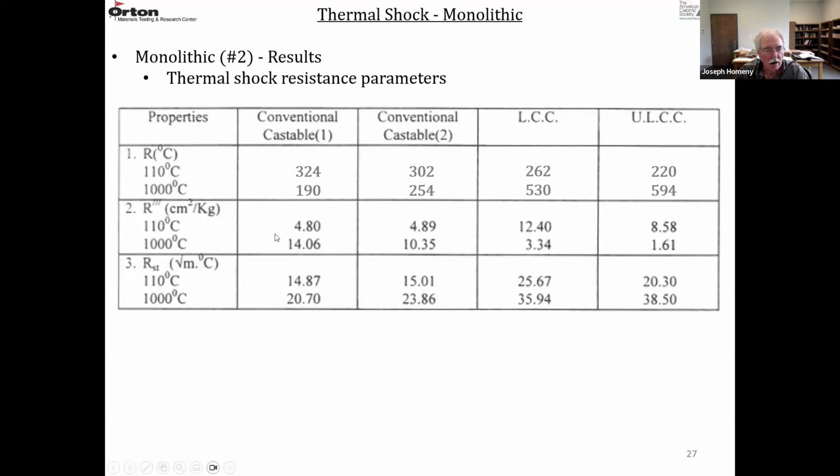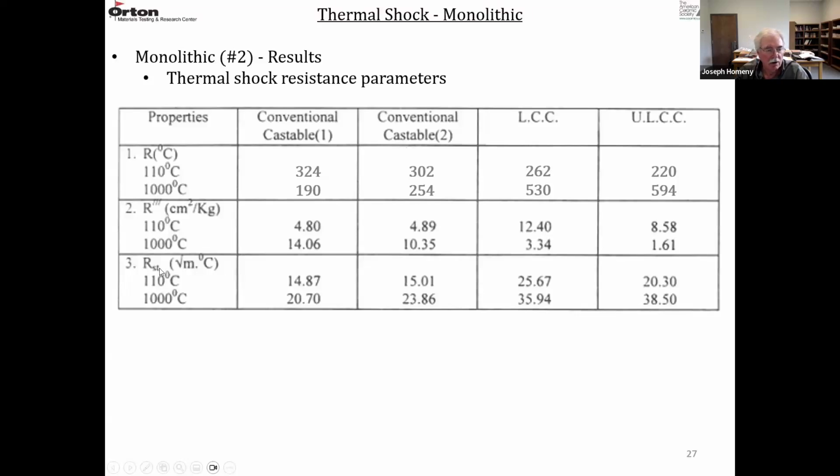And then R3 prime does not make a lot of sense here. It starts out low, it increases, that's fine. But in these two, it decreases at the 1,000 degrees C relative to 110 degrees C. And that's because the work of fracture really increased here. If this was R4 prime, this probably would look reasonable. But again, R3 prime does not include the work of fracture. And these are different materials, so they can't really compare R3 prime.